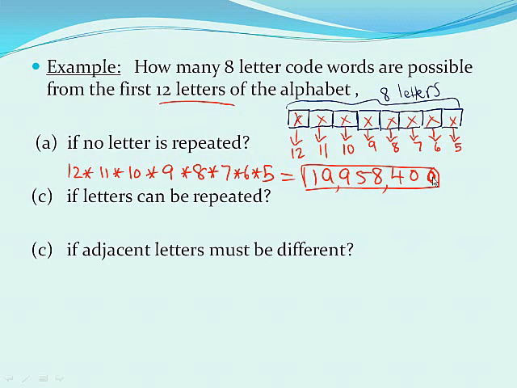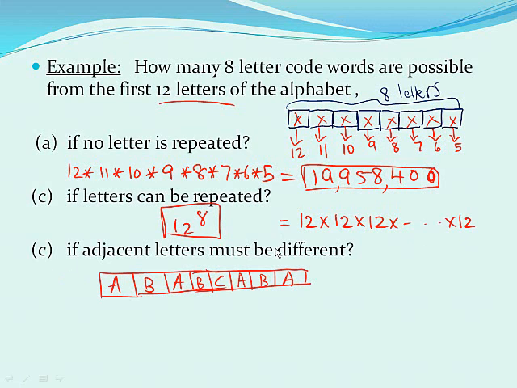What will be the count if the letters can be repeated? If the letters can be repeated, the first choice will be 12. Second choice is also 12 because we can use the same letter again. So it will be 12 times 12 times 12, multiplied 8 times. So the answer will become 12 to the power 8.